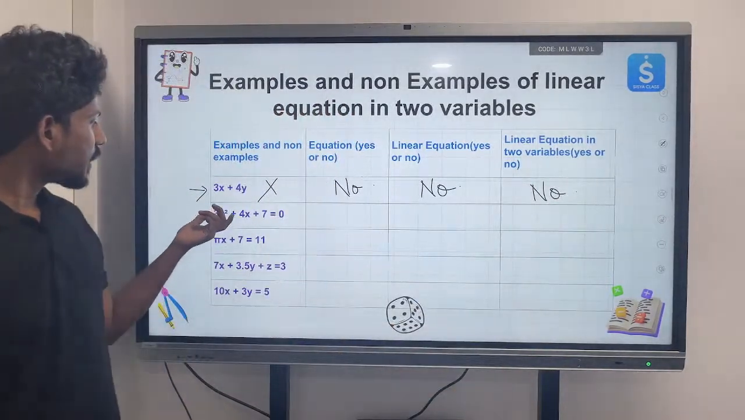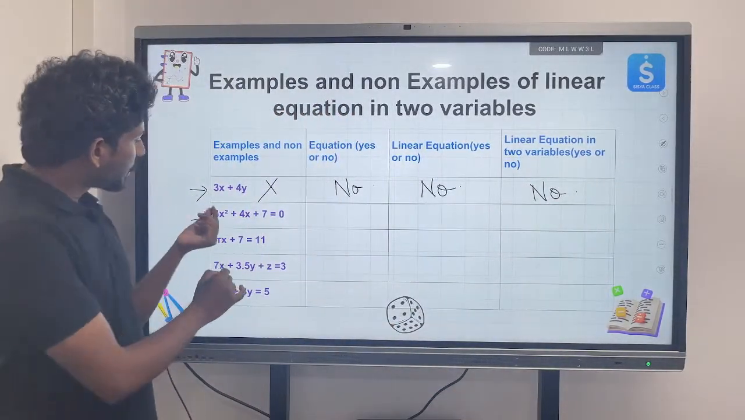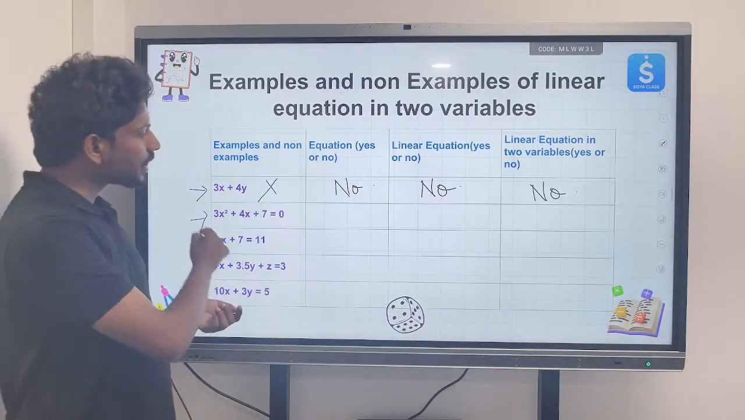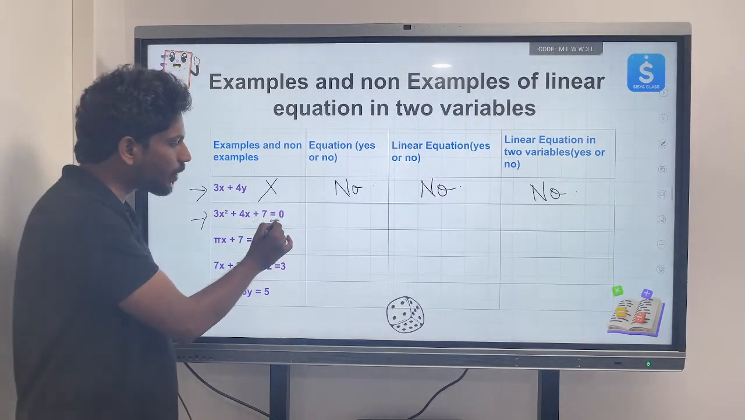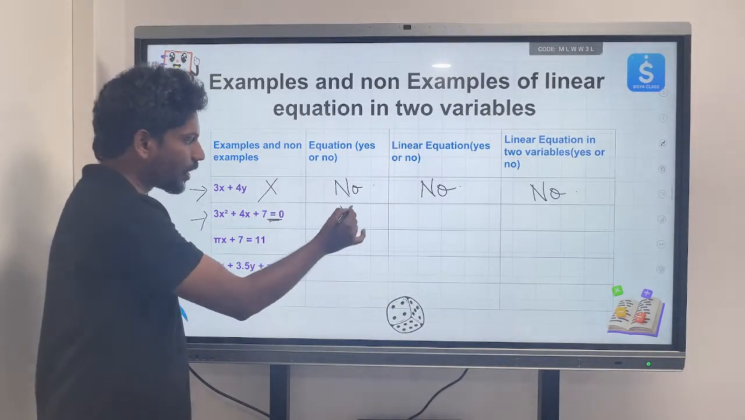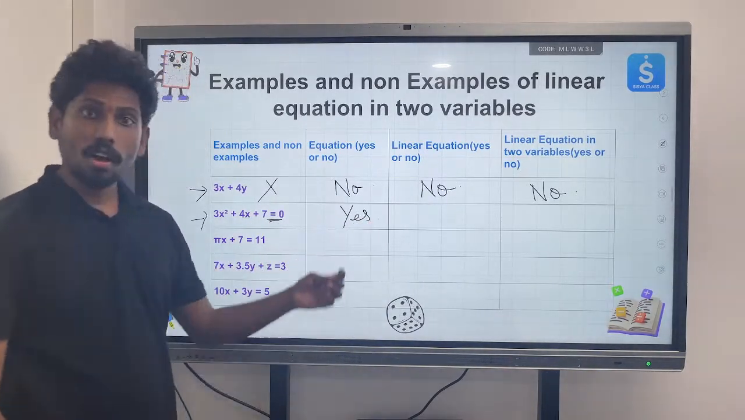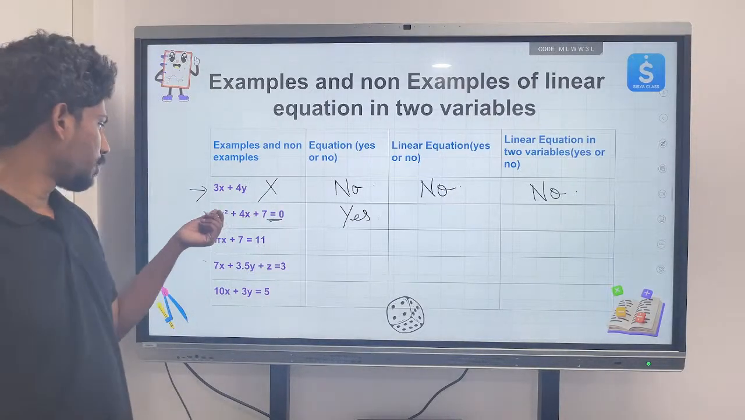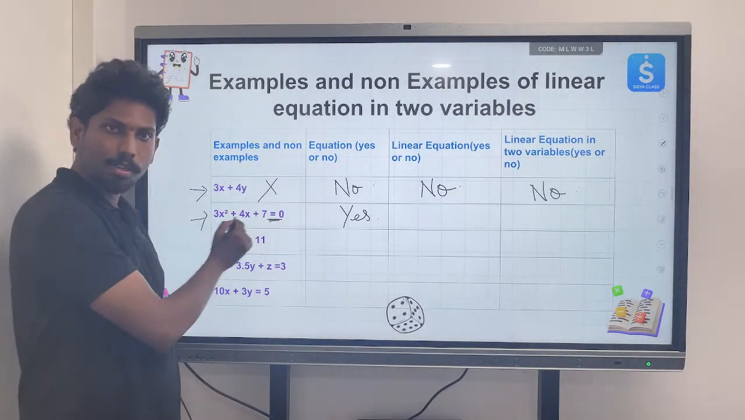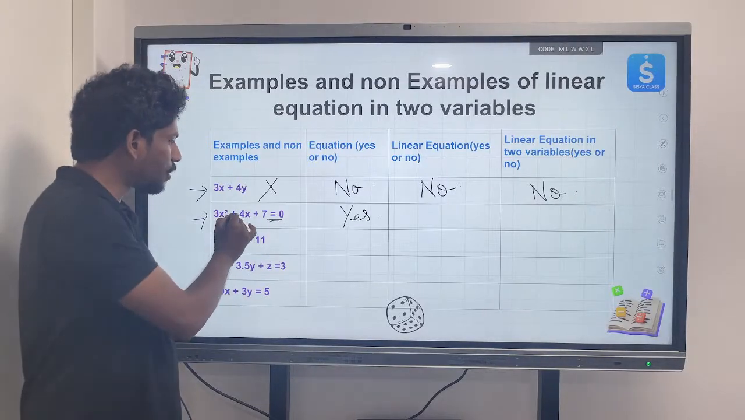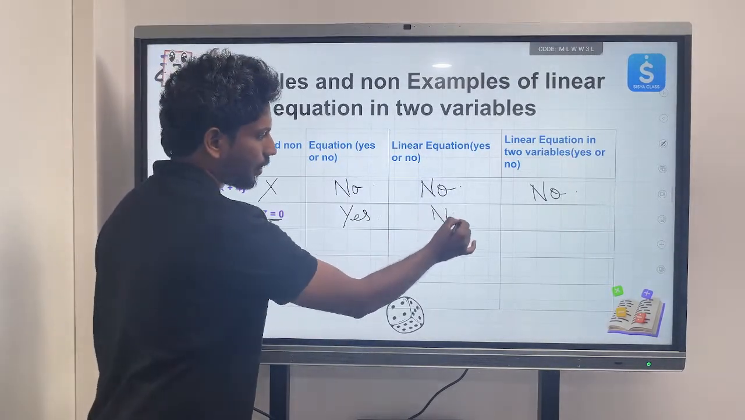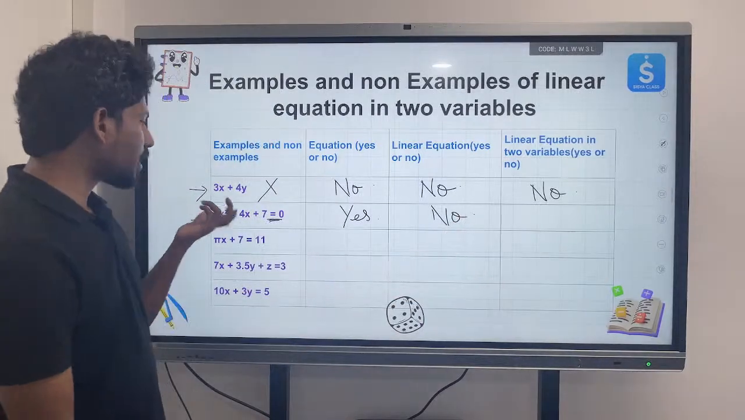Now if you see the second example, 3x square plus 4x plus 7 equal to 0. Clearly in the second example there is an equality sign. So can I call it an equation? Yes, I can call it an equation. But can I call it a linear equation? No, because what is the highest power or the highest exponent in this equation? It is 2. So can I call it linear? No, I cannot call it linear, right?